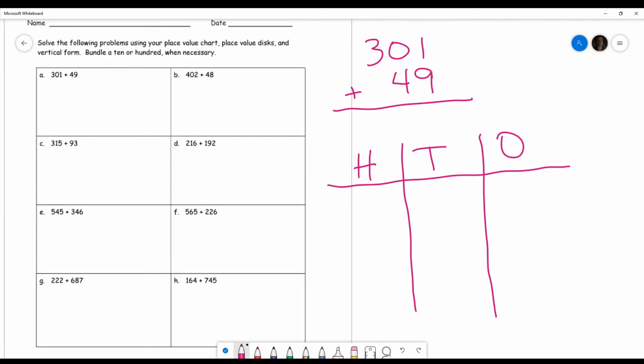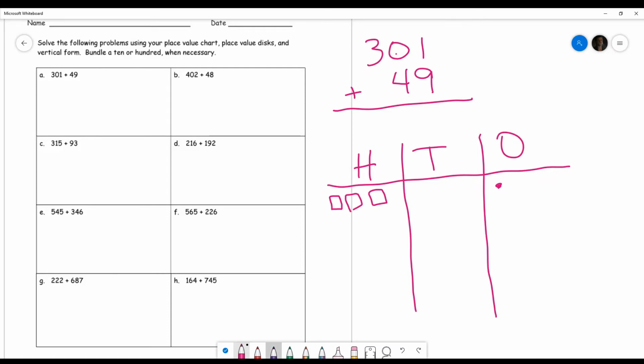So let's start with our hundreds. We have 3 hundreds. I'm going to represent each 100 as a square. So there's 100, 200, 300. Now I look at my tens place. No tens, so I don't put anything in the tens place. Now I look at my ones. I have 1. So I'm going to represent that as a dot.